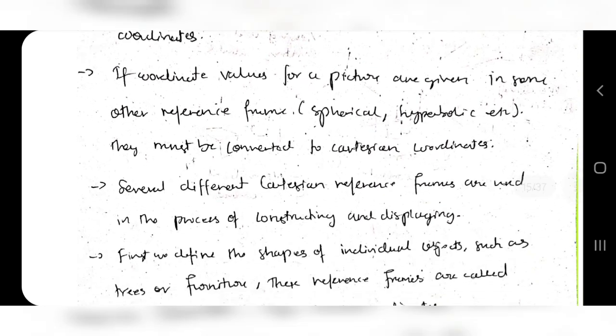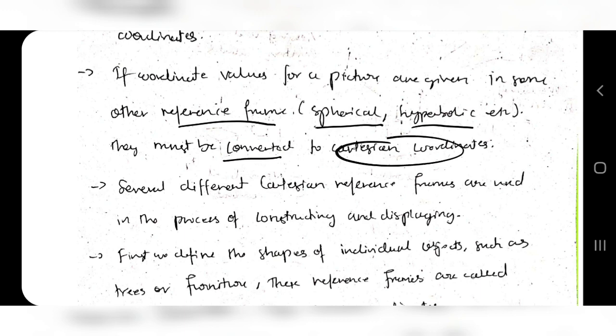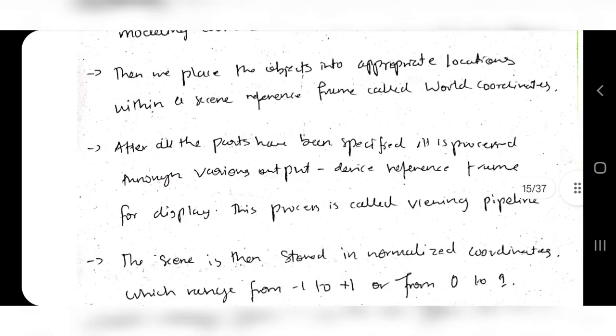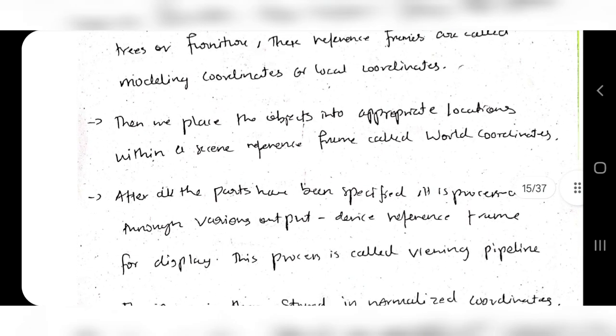Then for a picture given, the spatial reference frame is specified, whether it's spherical, hyperbolic, or whichever reference frame you are talking about, and that must be converted to Cartesian coordinates. Several Cartesian reference frames are used in the process of conversion and display. At that time, the shape of the individual objects is transformed, so we place the objects into the appropriate locations, and then we convert them to the next transformation step.